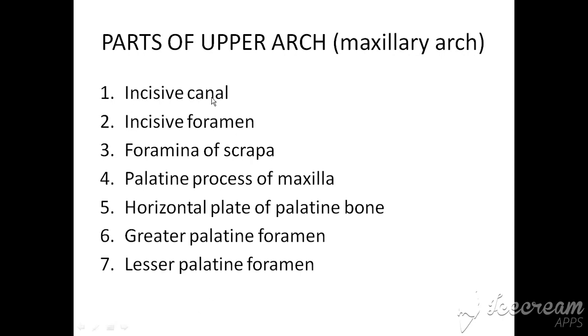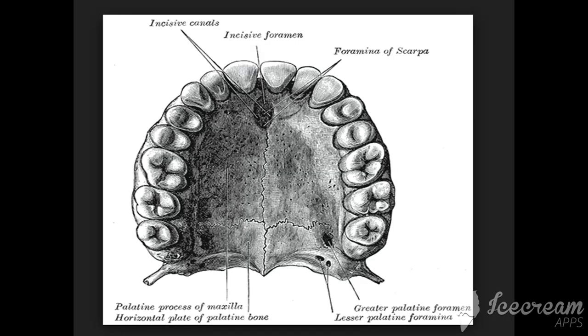Number one is incisive canal. Number two is incisive foramen. Number three is foramina of Scarpa. Number four is palatine process of maxilla. Number five is horizontal plate of palatine bone. Number six is greater palatine foramen, and number seven is lesser palatine foramen.